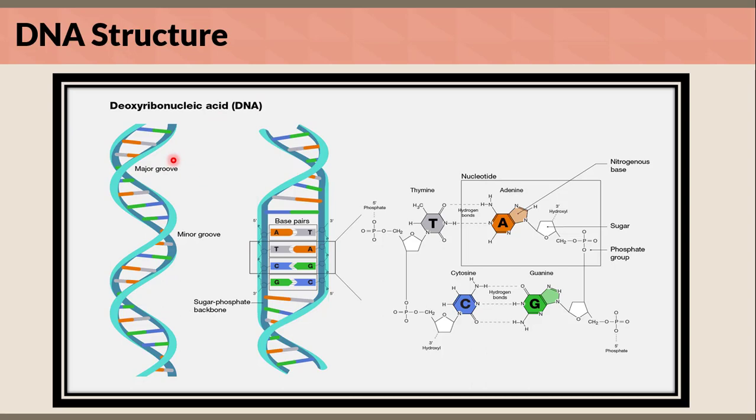DNA structure, as you can see here, deoxyribonucleic acid. Here is the major groove and the minor groove. And here is the sugar phosphate backbone and the base pairs between adenine, thymine, adenine, cytosine, guanine, cytosine. And here's the structure of the nucleotide. For example, adenine with its nitrogenous base and the sugar, and here is the phosphate group.